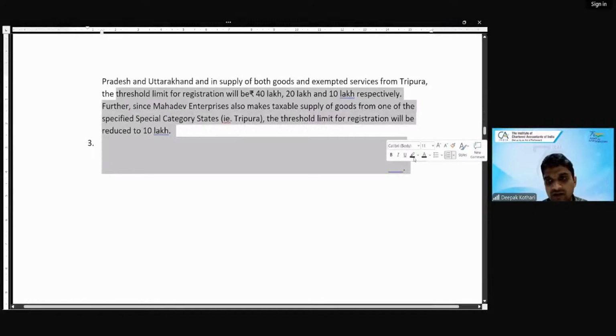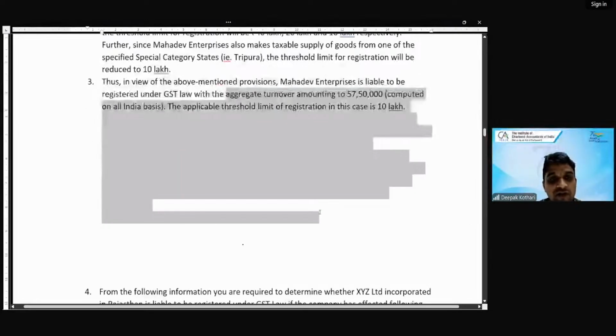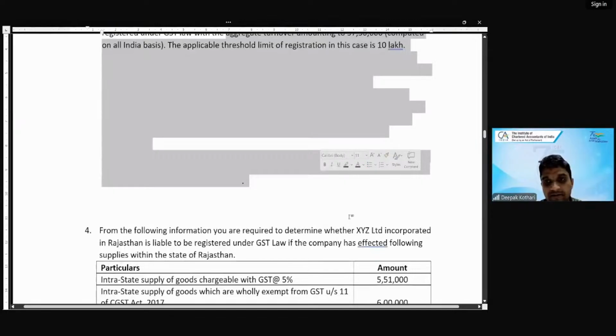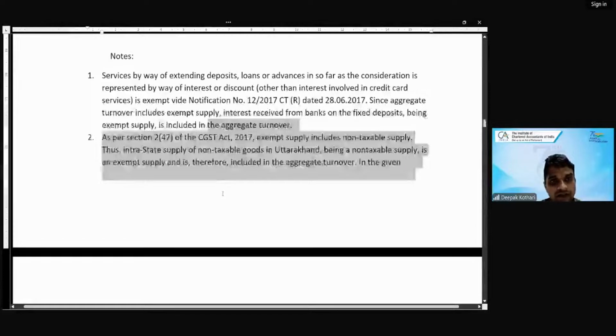I think the next question is with respect to the next. Okay, thus in view of the above provision, Mahadev Enterprises is liable to be registered since his aggregate turnover amounts to 57 lakhs and the applicable threshold limit for him is 40 lakhs. Now we'll come to the next aspect.